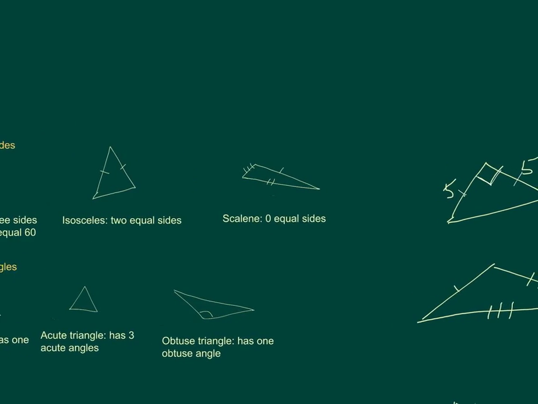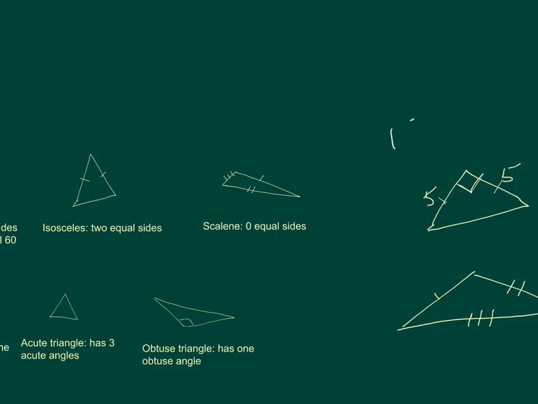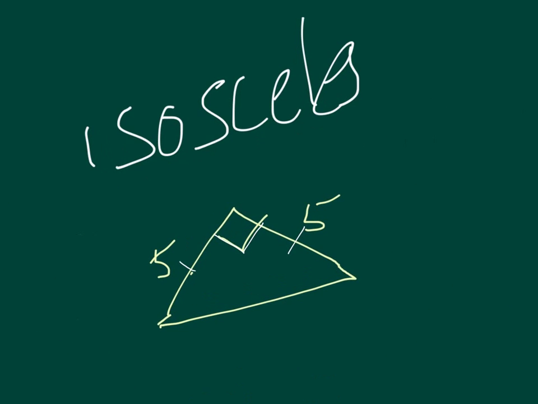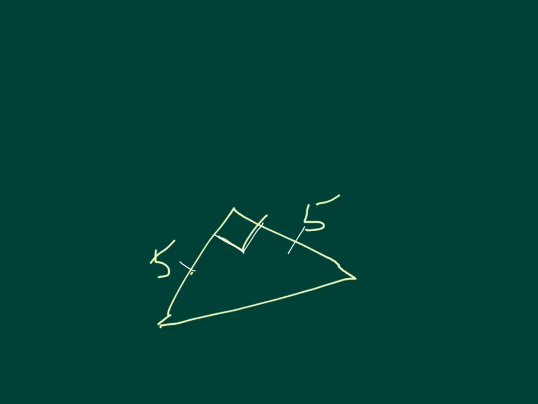So isosceles, let's zoom in here. So this is isosceles and right. So this would be an isosceles right triangle.